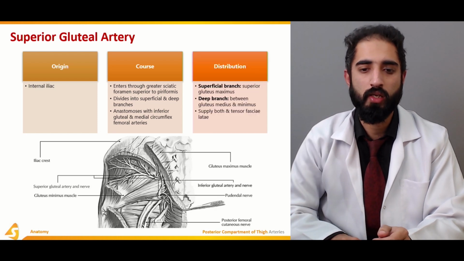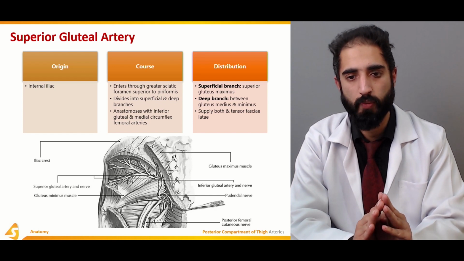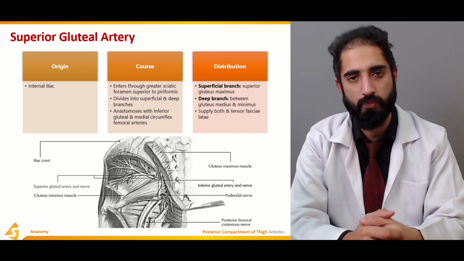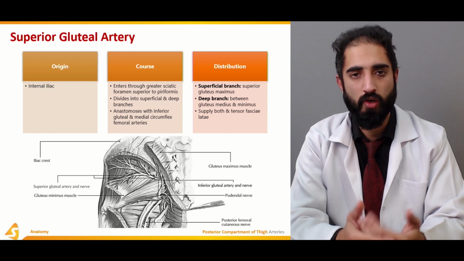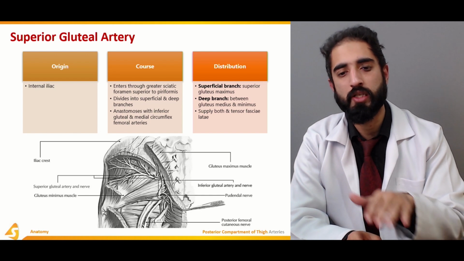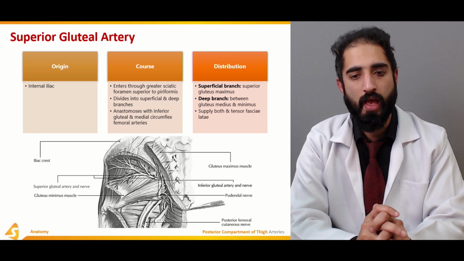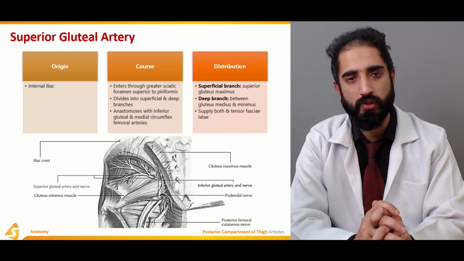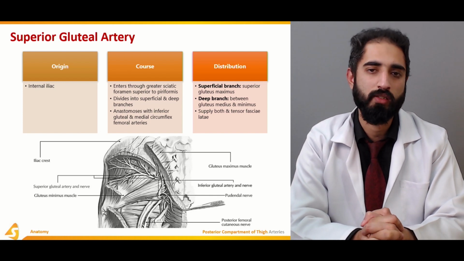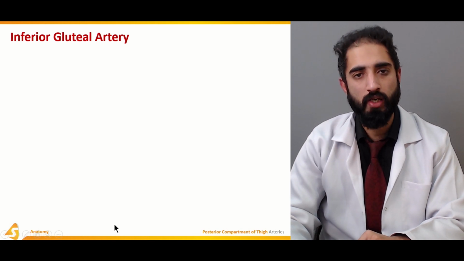So the distribution includes the two branches. One is the superficial branch and one is the deep branch. The superficial branch supplies the superior part of the gluteus maximus muscle, which is one of the major hip extensor muscles, and the deep branch passes between the gluteus medius and gluteus minimus muscles, and the deep branch supplies both the gluteus medius and the gluteus minimus muscle, and also supplies the tensor fascia lata muscle as well. Moving on, we have the inferior gluteal artery.